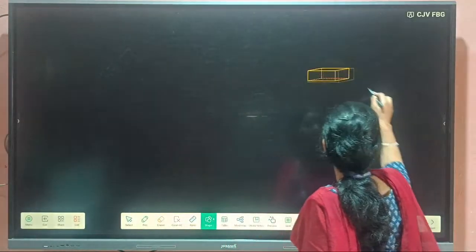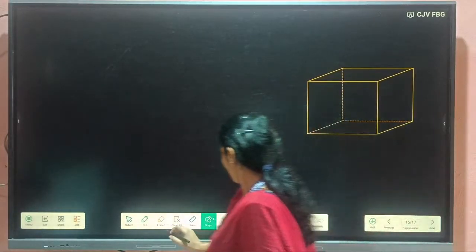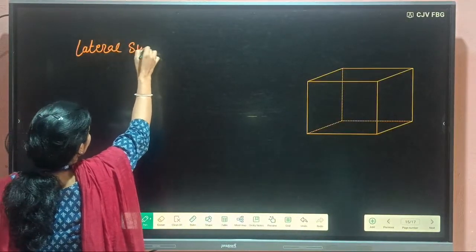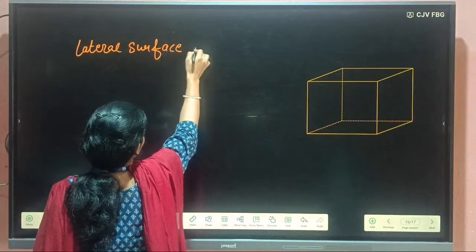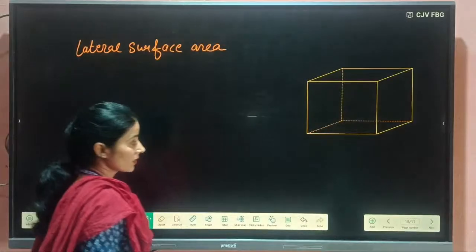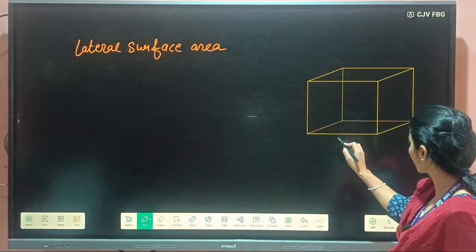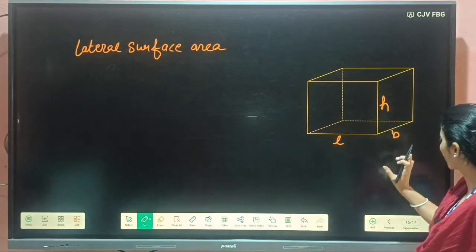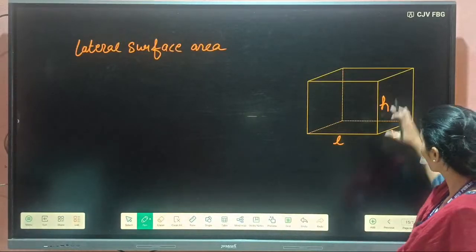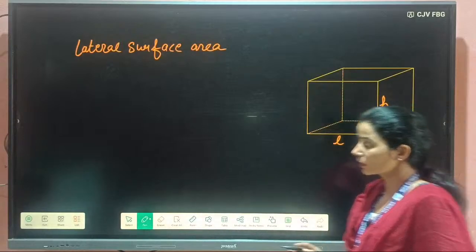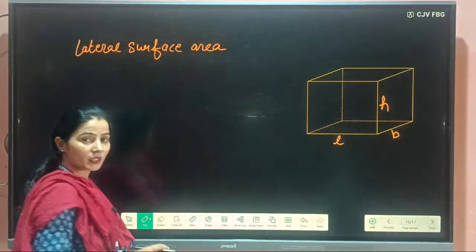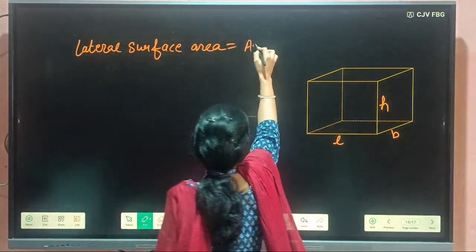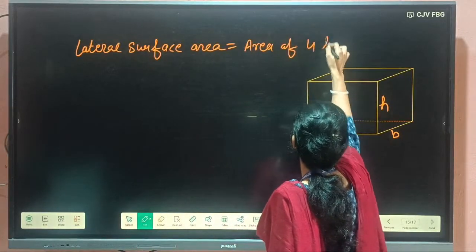cuboid. Its lateral surface area. Lateral surface area means, let us see, if this is L and this is B and this is H. Breadth of this cuboid is B and length of this cuboid is L, and height of this cuboid is H. Now we need to find out lateral surface area, means area of 4 faces, and that is equals to area of 4 faces.